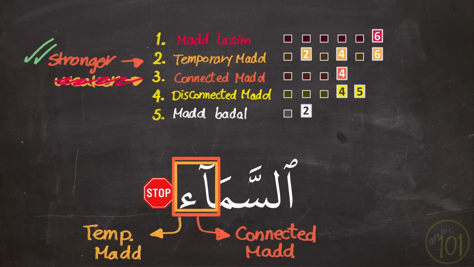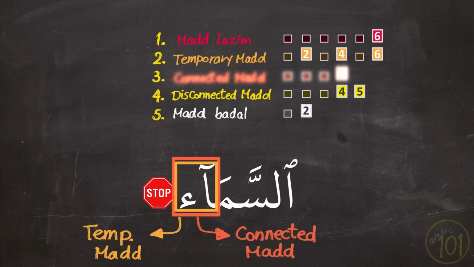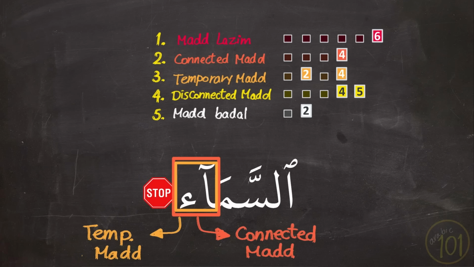because the temporary madd in that position would be the stronger cause, and you would follow it in this case. Another option is if you recited the connected madd as 4 and the temporary as 4, then this would be the hierarchy, and you won't have any conflicts. Applying either or both rules doesn't make any difference.